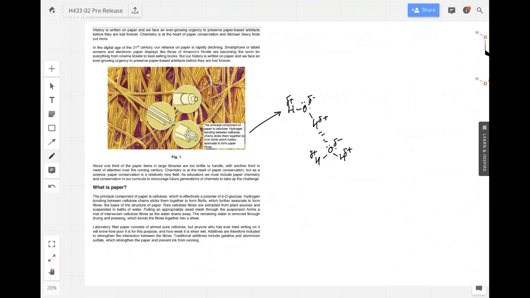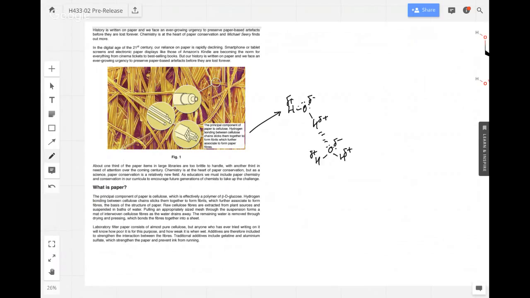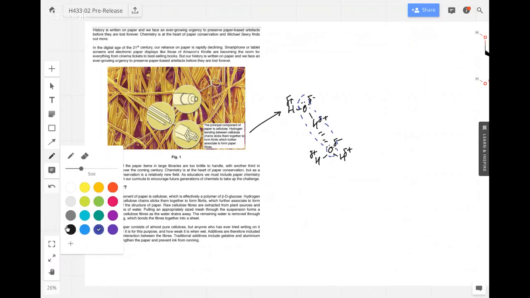So if you've got any question that asks you about hydrogen bonding, then you want to make sure that, let's just have a different color, let's go blue, these three atoms in principle should be in a line. It's kind of linear. And you put the polarity on, and you've shown this lone pair of electrons, which is on the oxygen being attracted to the delta positive hydrogen.